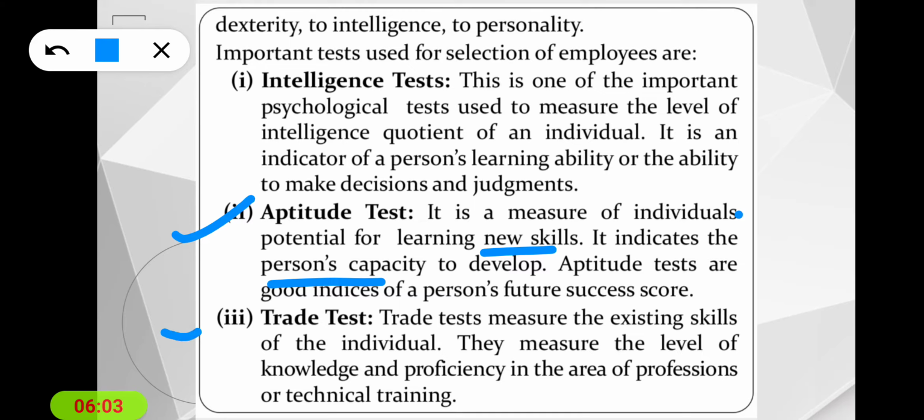Aptitude tests are good indices of a person's future success. Third one is the trade test. The trade test helps to measure the existing skills of the candidate related to vacant job positions. This method is generally used to recruit typists, stenographers, telephone operators, motor drivers, etc. This test may be both theoretical and practical. It is an effective method of recruiting competent and efficient employees. So it measures the level of knowledge and proficiency in the area of professions or technical training.